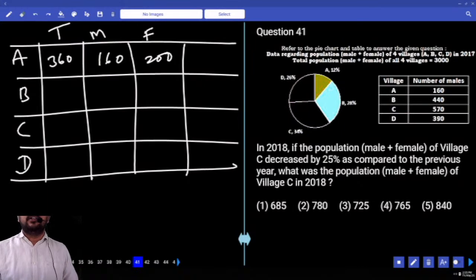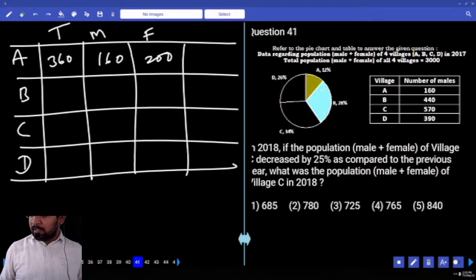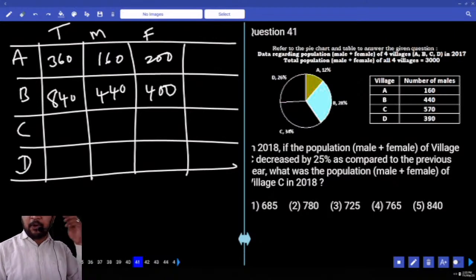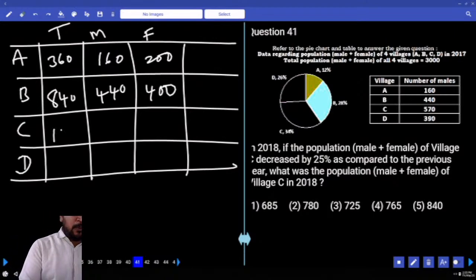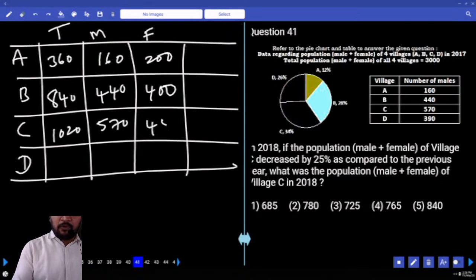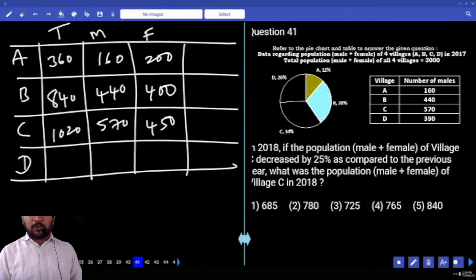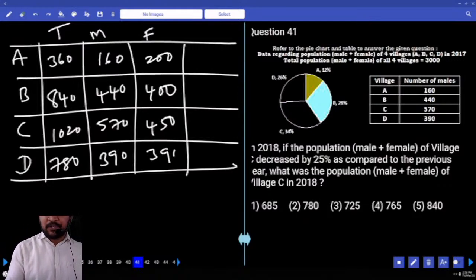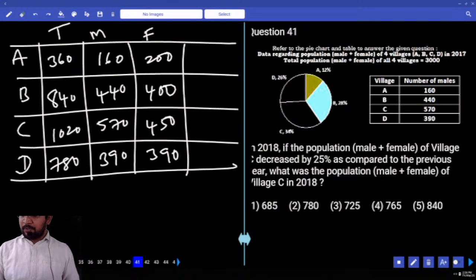You have to fill the remaining. Are you clear? So tell me fast. 28%, right? 28 threes are 840. Males are 440, so the remaining will be 400. Next, 34%? 34 threes are 102, so 1020. Males are 570, remaining will be 450. Remaining will be D. 26%? 26 threes are 780. Males are 390. Are you clear? Once you fill this data, questions are very easy for you.